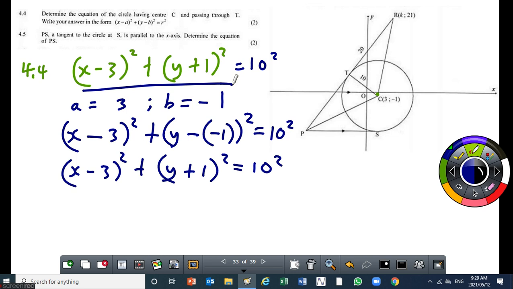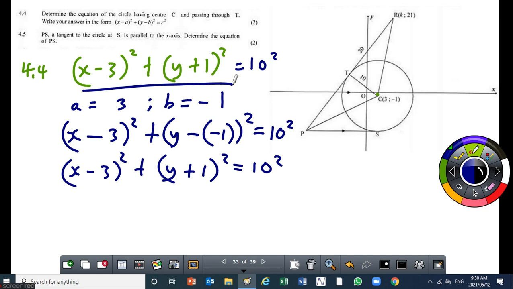Okay. All right. Then the next question, that's 4.5. Now, PS is a tangent to the circle at S and is parallel to the x-axis. What is the gradient of the x-axis? It's 0. I told you the day before yesterday, the gradient of the x-axis is 0, the gradient of the y-axis is undefined. You need to be aware of that.